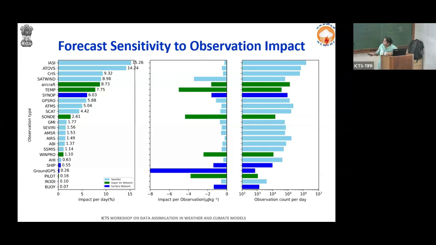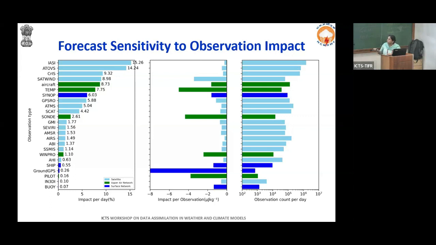No, actually this one is reducing the error in the 24-hour forecast. So if you see impact per observation, it is minus 8% error reduction in the forecast. It is a little bit confusing, but since it is error reduction, we show it in the negative. So each observation, how much it is contributing to reducing the error in the 24-hour forecast, that's what is shown here.